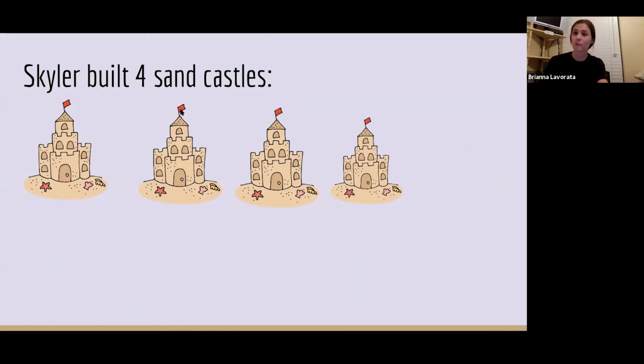Now, Skylar built 4 sandcastles. So just below these, I want to separate it a little bit so I know the difference. This is going to be Aspen. So I think I'm going to write an A to represent Aspen, and I'm going to write an S to represent Skylar. Just like this. A for Aspen and an S for Skylar. So we're going to draw 4 sandcastles for Skylar. 1, 2, 3, and 4. Okay.